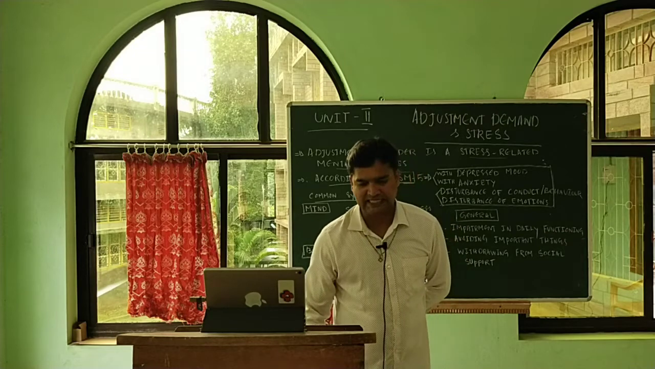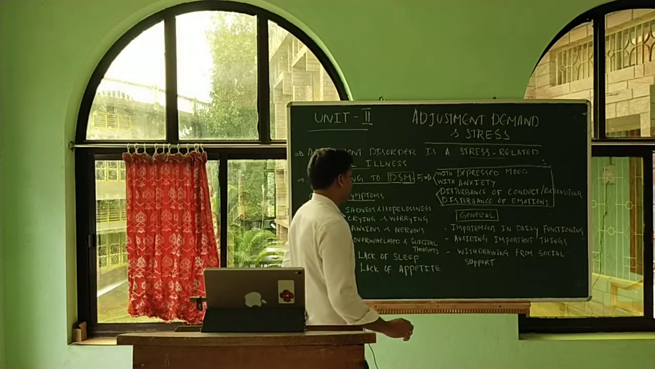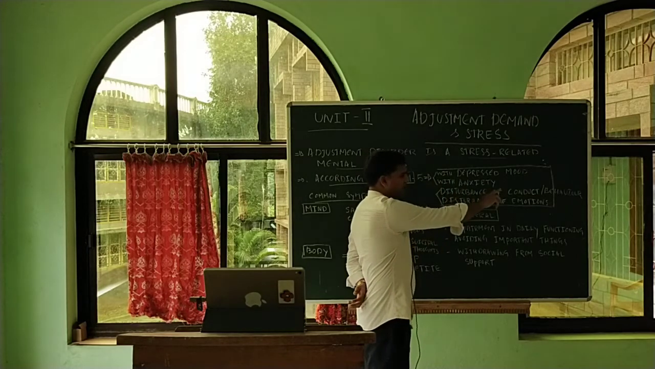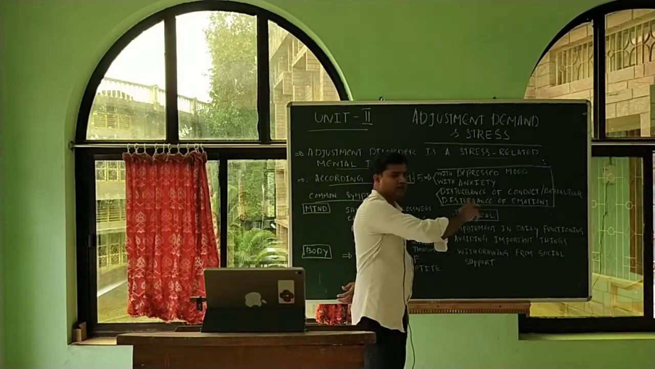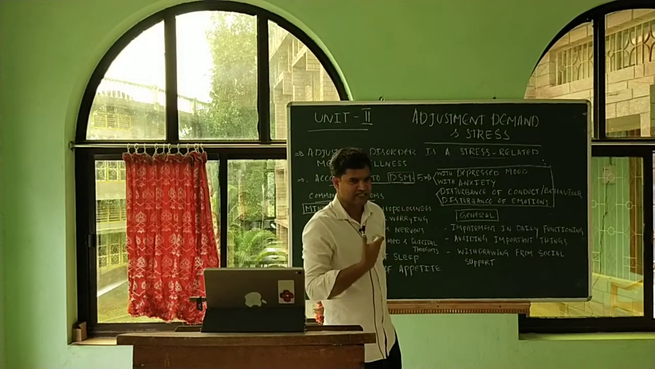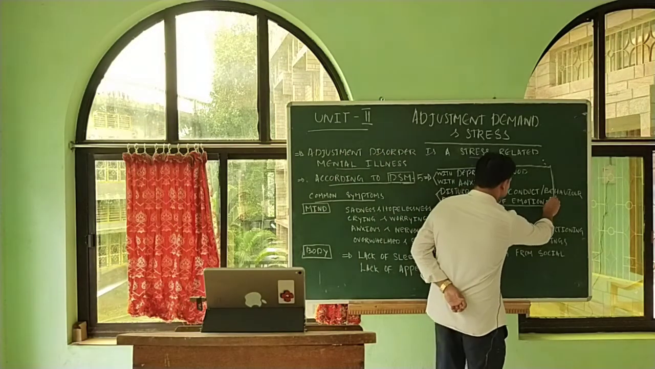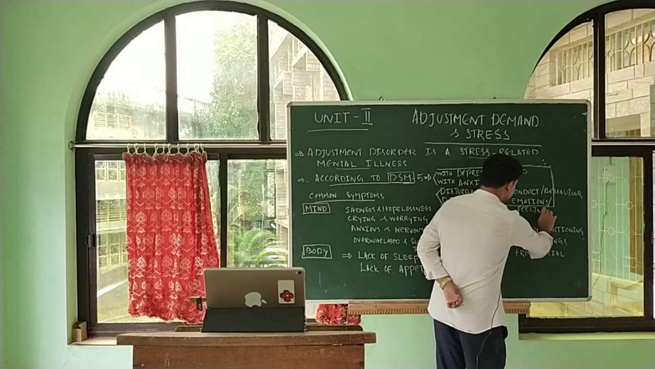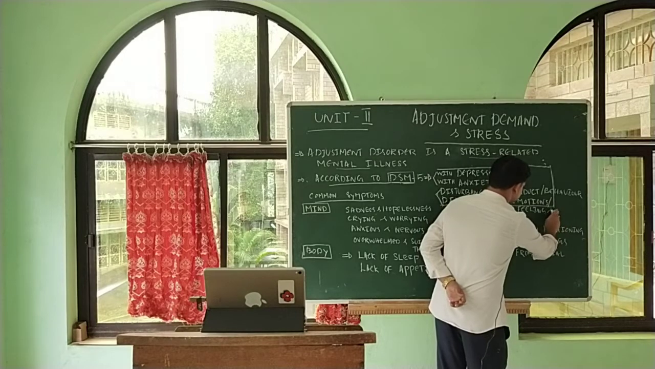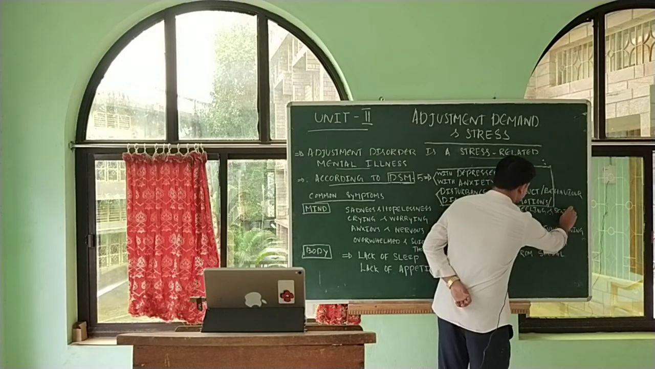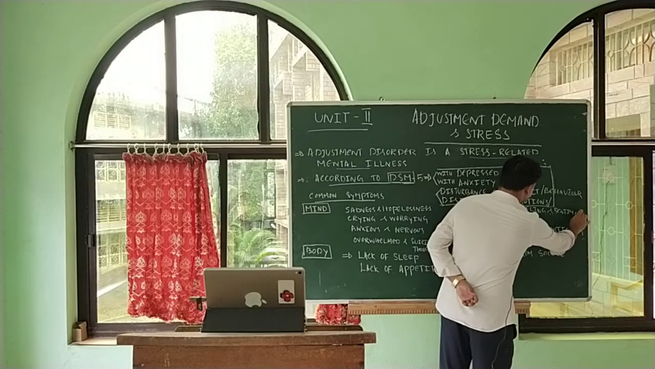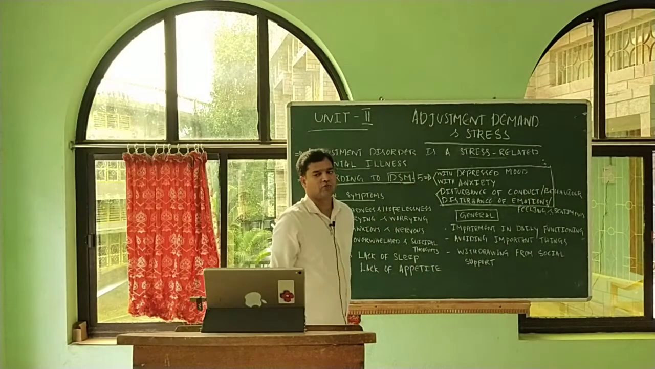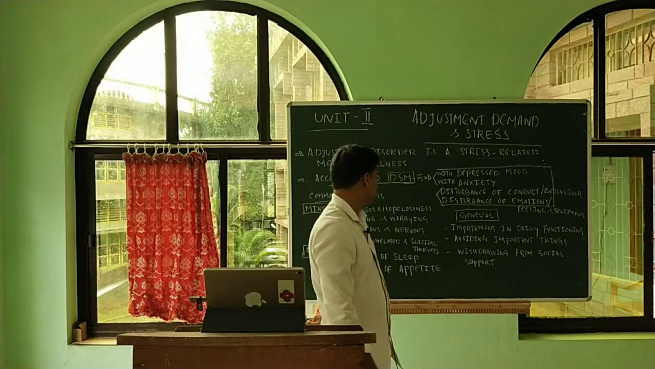Inability to cope with the stressors of life. So depressed mood and anxiety, and disturbance of conduct or behavior, and disturbance of emotions, feelings and sentiments. When there is disturbance, that will be reflected in one's behavior. So these are some of the basic criteria to diagnose a person with adjustment disorder.